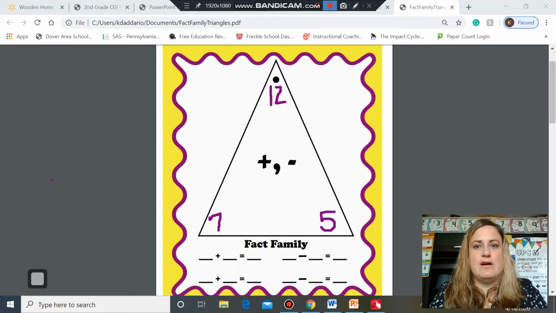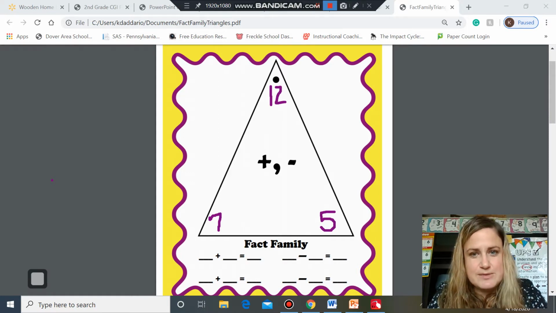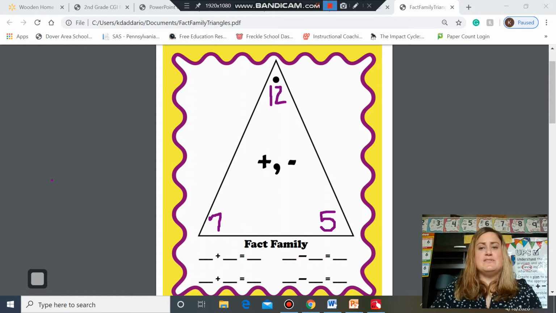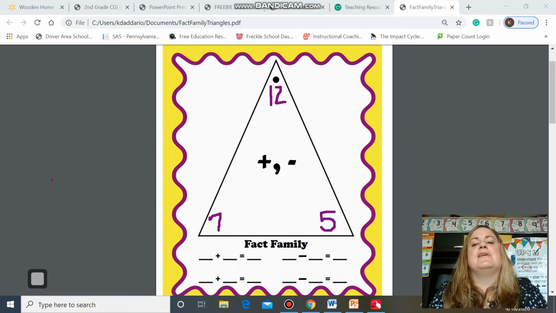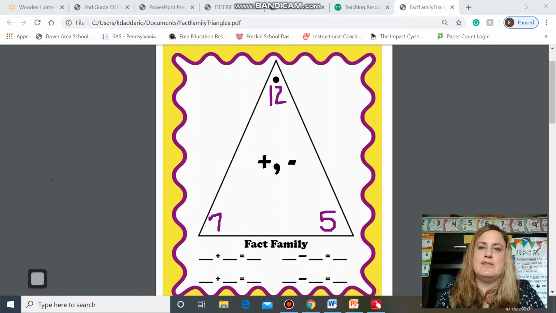Fact families are one of my favorite things to practice because once you get the hang of it, they're pretty simple. But the important thing about fact families is to show how addition and subtraction facts are related to each other. That's why we call it a fact family, because we think about our families or any family and how we are related to each other and we are close to each other.